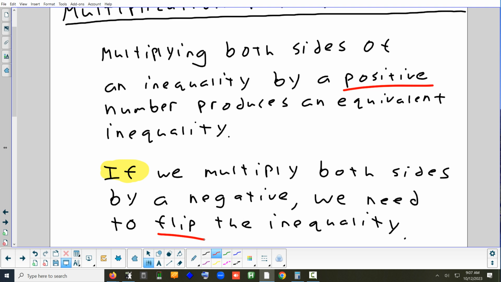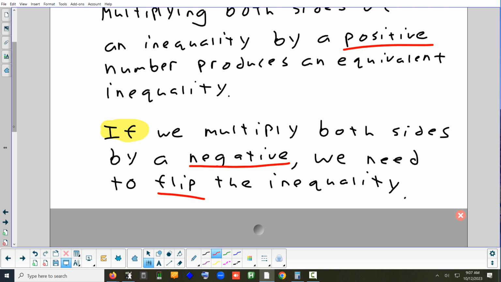But that's only for a negative. Only if you multiply or divide by a negative. If you multiply or divide by a positive, don't flip anything. Positive works fine. Okay, it's the negative that doesn't. And I didn't tell you this rule yesterday because you didn't need to know it. When you're adding and subtracting, you never have to worry about any kind of flipping. That never happens. It's only with multiplying and dividing, and that's what we're doing today.